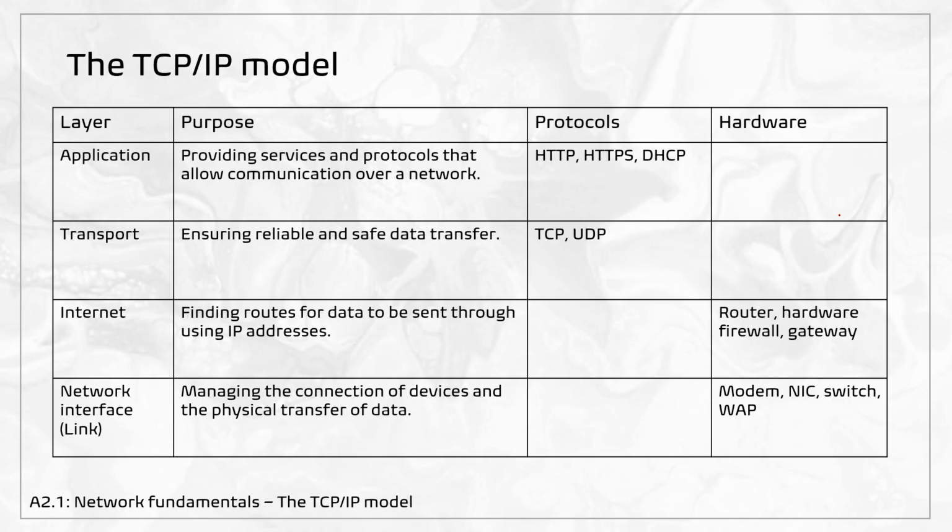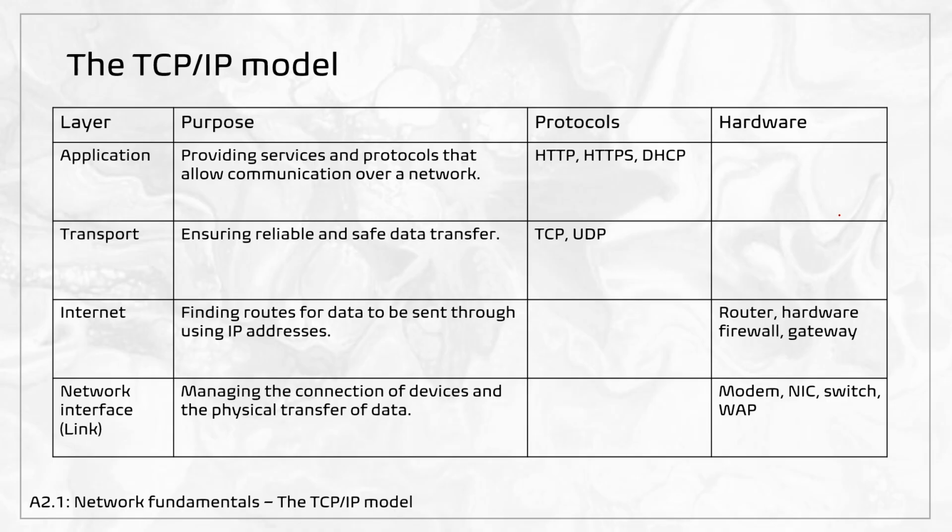The first layer of the model, application, is responsible for providing services that allow communication over a network. This layer is what allows the user to actually send and receive the things it wants. Think of it like placing an order into a delivery service. The network has all these tools to get you data, but it needs to know what exactly to send over. Protocols like HTTP, HTTPS, and DHCP are responsible for this, as they transmit information about what the user wants.